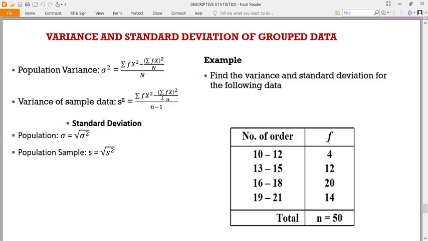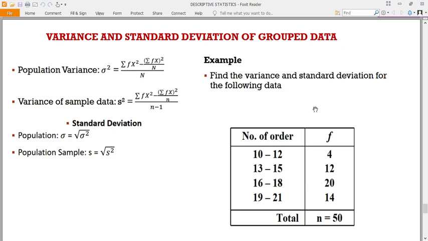Then for the sample, the formula changes a bit. Our denominator is now n minus 1. So standard deviation, like I mentioned, is the square root of variance. If it is standard deviation of a population, it will be the square root of sigma squared. And for the sample, it will be the square root of S squared.